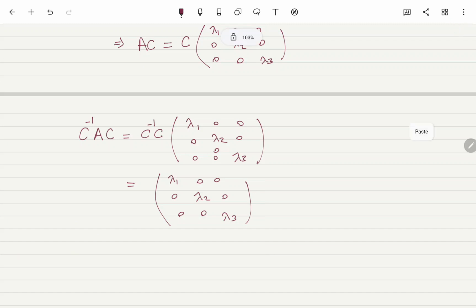From the above procedure, we conclude that to diagonalize a matrix of order 3 by 3 with 3 distinct eigenvalues, lambda 1, lambda 2, and lambda 3, all we need to do is write these eigenvalues in the main diagonal and put all other elements equal to 0. So we just place lambda 1, lambda 2, lambda 3 here, and the rest of the matrix is equal to 0. This process is called diagonalization.